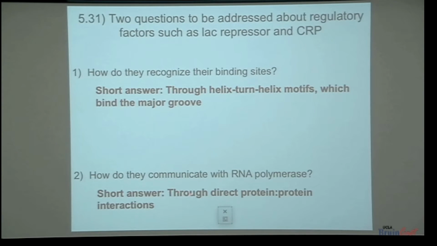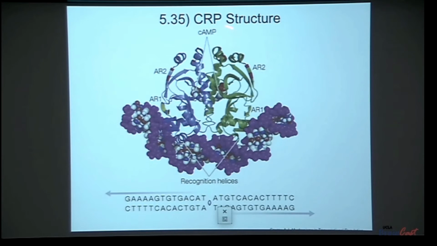Okay. And so the short answer is that they do so through direct protein-protein interactions between the regulatory factor and RNA polymerase. Okay. And so here we see the structure of CRP bound to the CRP site from the LAC operon. Like most bacterial transcription factors, it binds to DNA as a dimer. So we see two identical subunits that come together via a dimerization interface, and each subunit then has a recognition helix, a helix-turn-helix motif that binds in the major groove of the DNA in the two different halves of the recognition site.